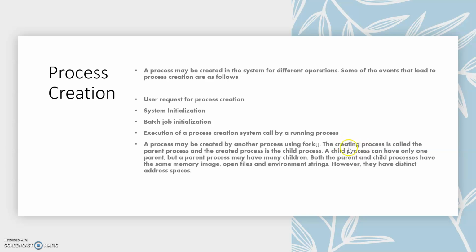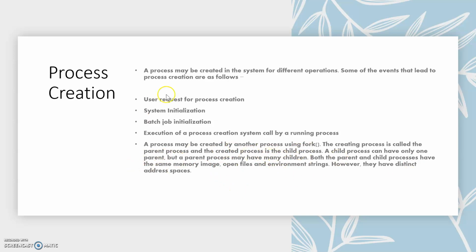Okay. And the process which is creating another process is called the parent process, and the process which is getting created is called the child process. Consider that one process is creating another process. The process which is creating the other process is called the parent process, and the process which is getting created is called the child process. Another important factor here is that a parent can have multiple children. A particular process can create multiple processes, but a child can have only one parent. That is the general scenario.